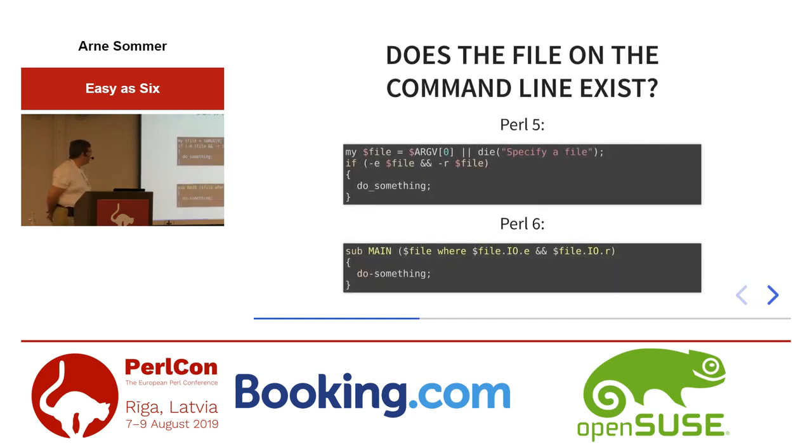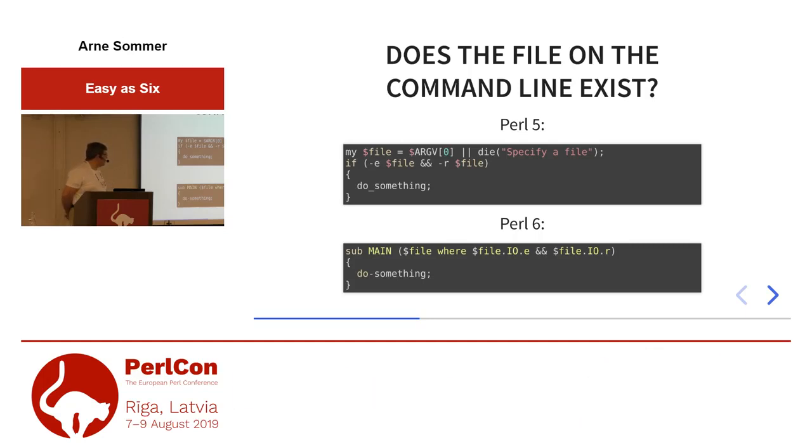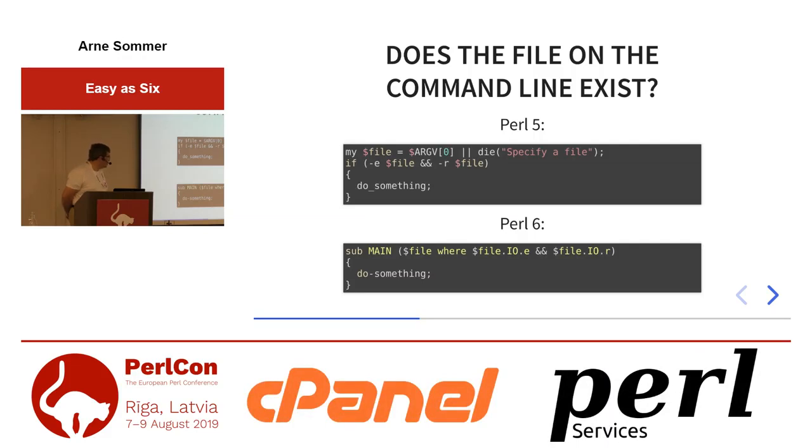You have a program that takes a file name as argument, and you have to check if the file exists. In Perl 5, the -e and the -r commands. In Perl 6, they are slightly renamed by the IO class, and we can do it in the main, the magic main subroutine. You don't have to use it, but it saves you some work.